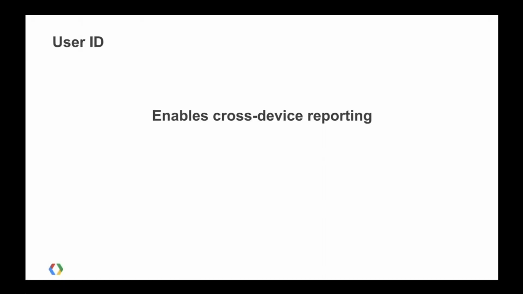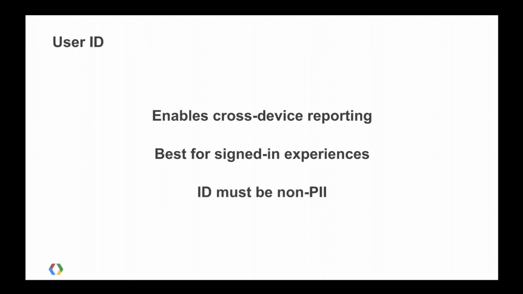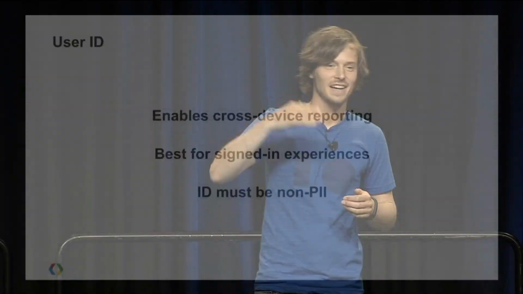So user ID is going to enable cross-device reporting. It's really best for signed-in experiences, so where you have an auth system that has an ID that's stable, that represents a particular user across all these different devices. And that ID has to be non-personally identifiable. And this is really important, because you can't send personally identifiable data to Google Analytics. So please, for example, don't use my social security number and send it into GA. That is not a good idea. Don't do it.